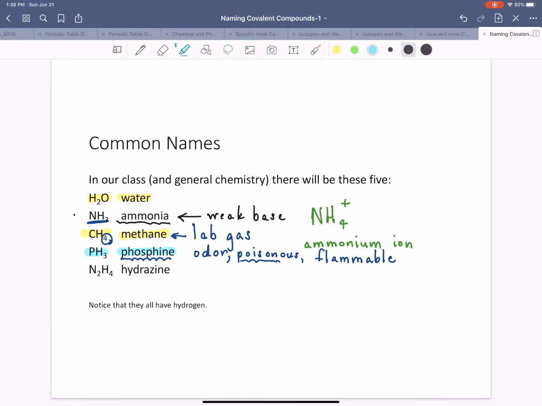And then the next one that you may hear about on the news is hydrazine. And hydrazine is used as rocket fuel. So these are the 5 common names that you need to know. And notice that they all have hydrogen.